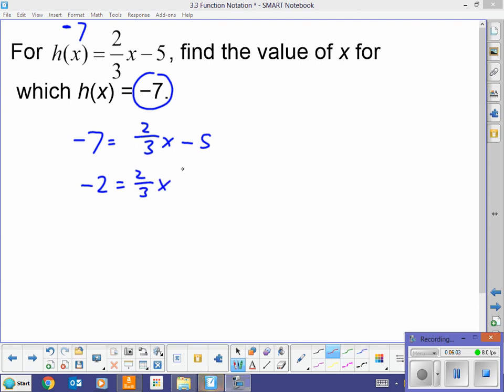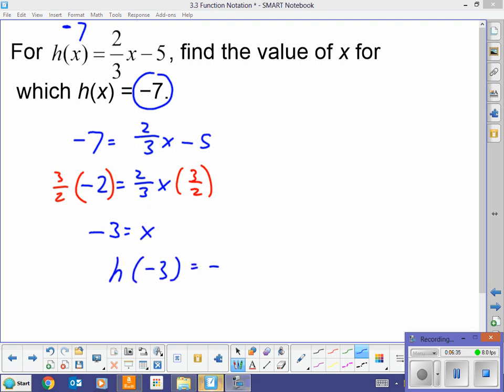And to clear the fraction, I'll multiply both sides by 3/2, the reciprocal. So I get left with x over here, because 2 and 2 cancel, 3 and 3 cancel. -2 divided by 2, -1 times 3, -3. So x equals -3. Let's make sure we answer the question here. Find the value of x for which h of x equals -7. So x is -3, or we can say h of -3 equals -7. But they're really just asking for the value of x, which is -3 in this case.